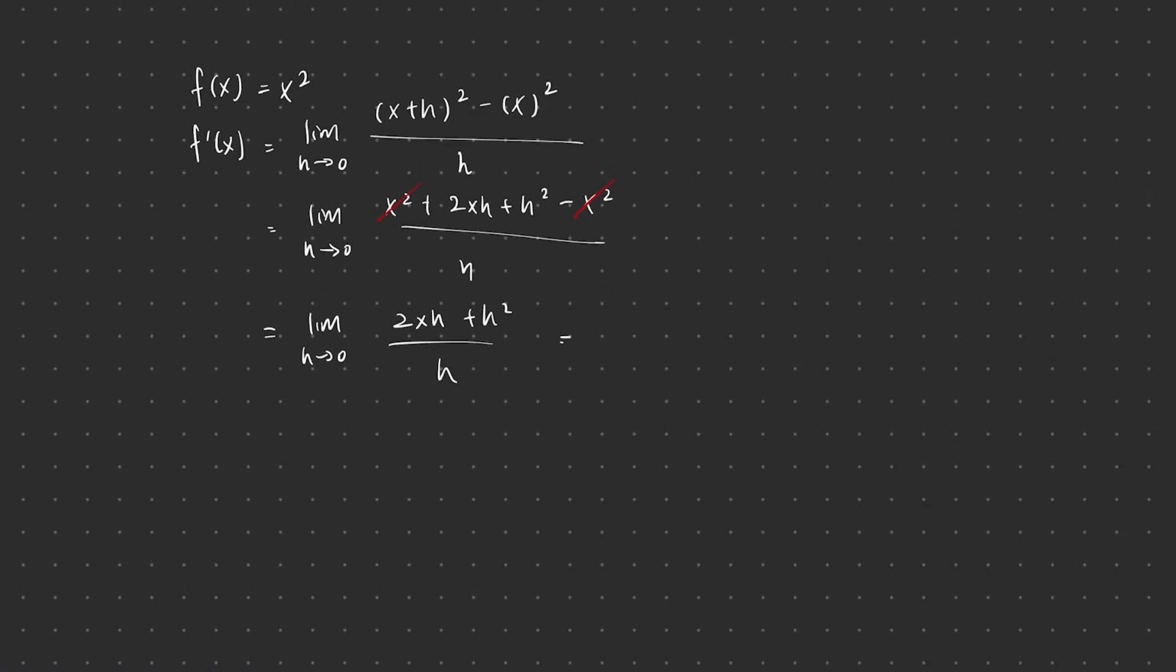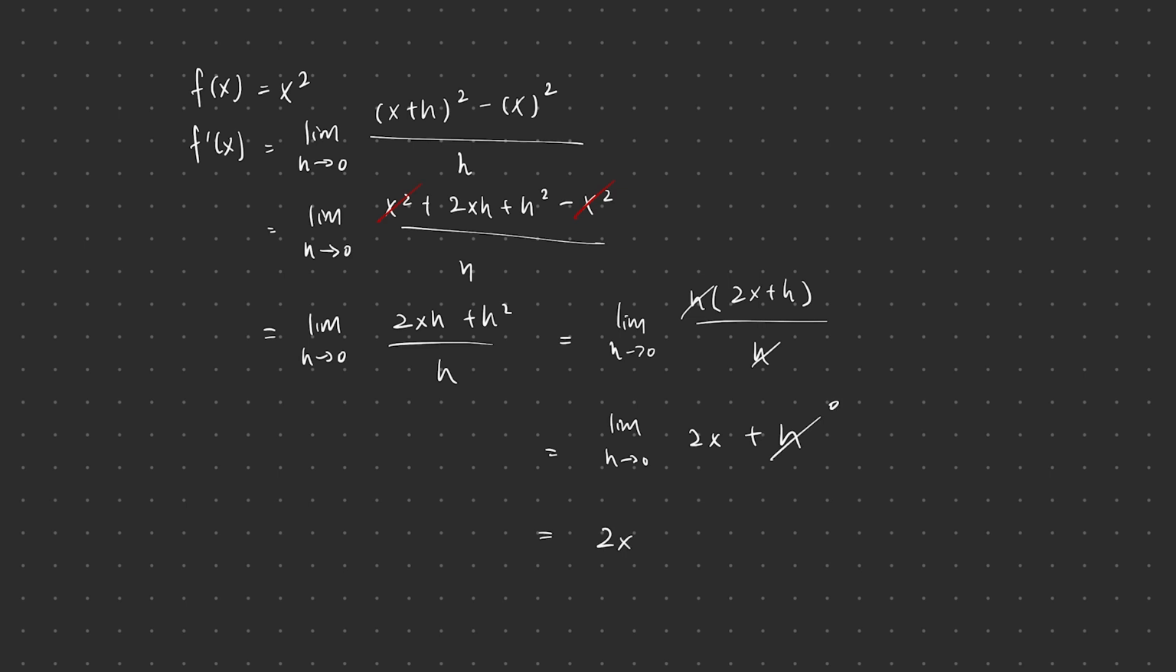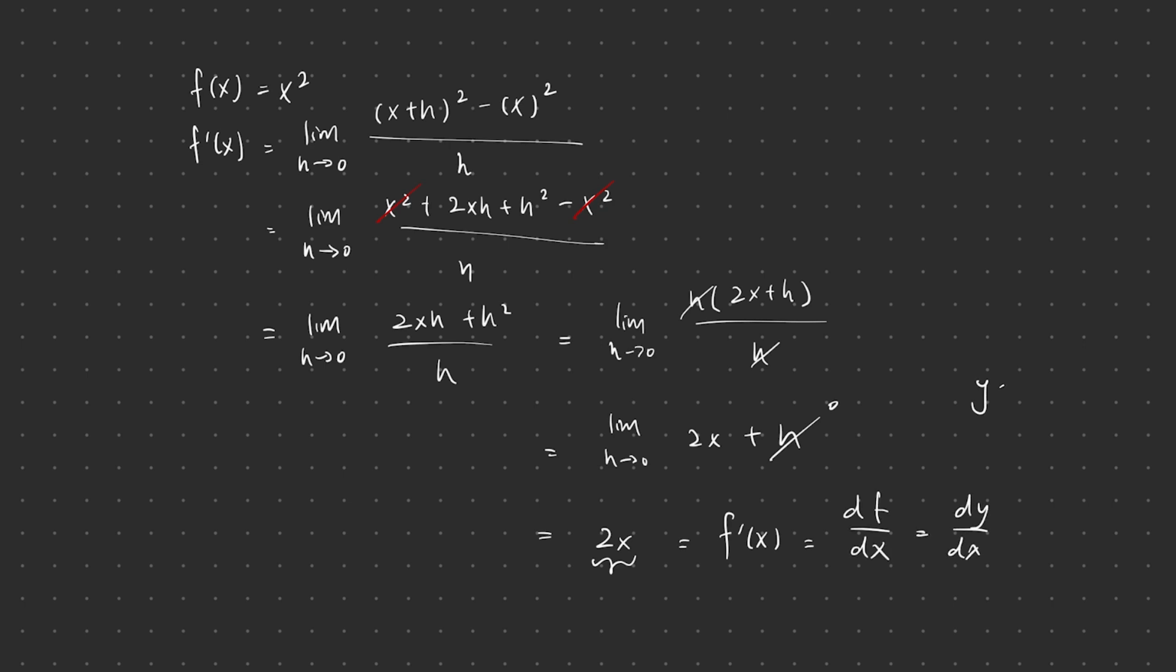So we can take out h as a common factor. We'd have h times 2x plus h, over h. We can cancel the h, leaving just 2x plus h. Now we can substitute our limit, which says that as h approaches 0, what does this function approach? Well, if h goes to 0, only 2x is left. So our function is 2x. This is the derivative of f of x at any x, or df dx, or you can call it dy dx if y equals x squared.